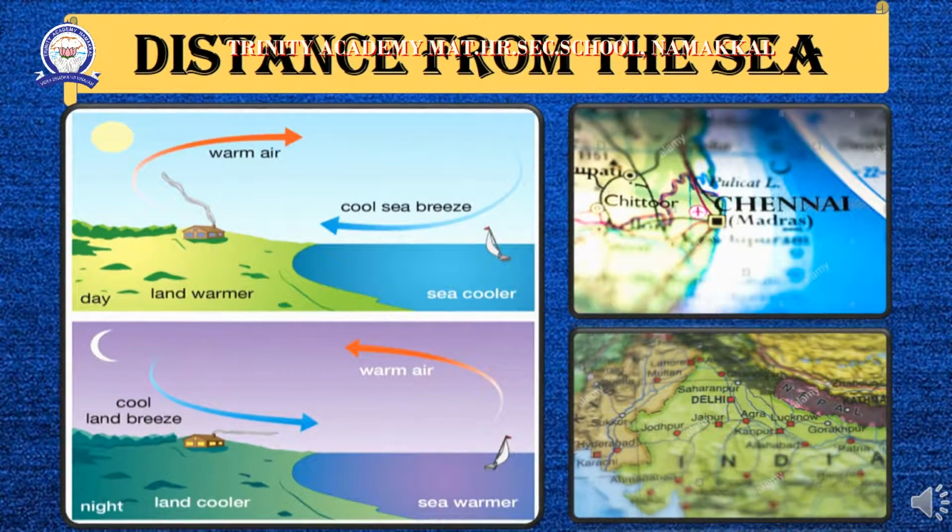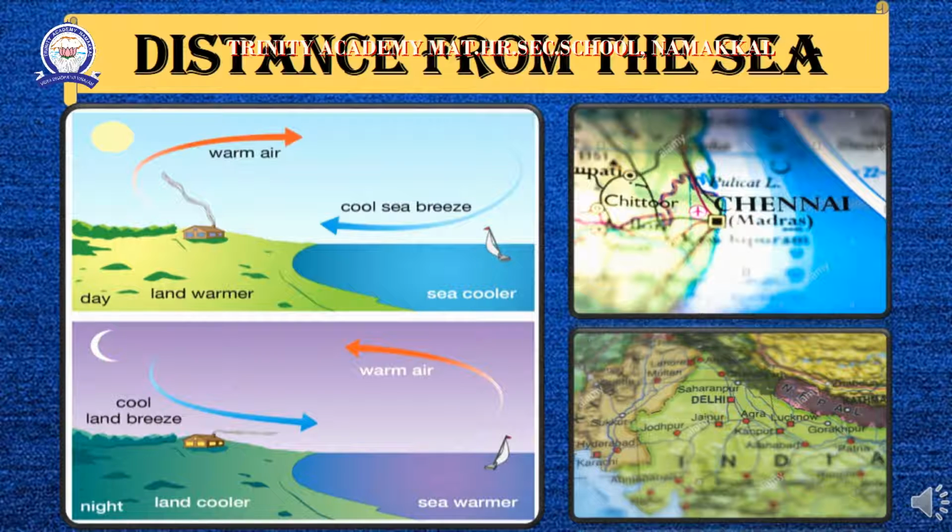Distance from the sea. Distance from the sea also affects the climate of a place, as water heats or cools slower than land. The sea has an effect in both summer and winter. Places near the coast have a moderate climate. Children, what is meant by moderate climate? Yes, moderate climate means neither very hot nor very cold. The coastal areas have moderate climate.